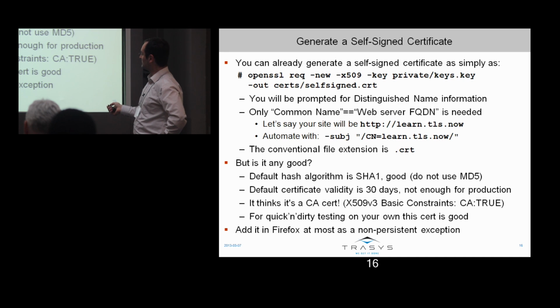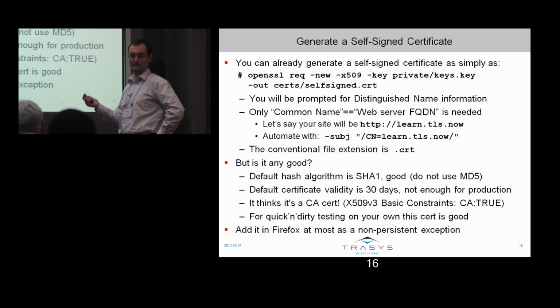The next point there is the certificate validity. 30 days sounds about good for a development certificate or a testing certificate, but if I'm going to use it for my site, am I going to want to regenerate a certificate every 30 days? No, not really. We want something longer.